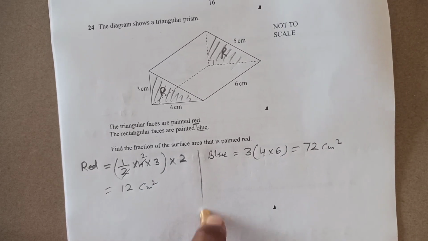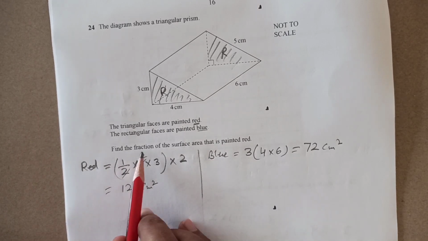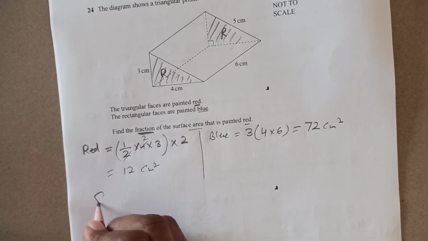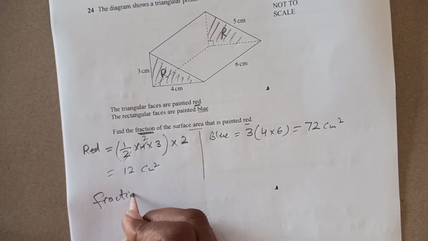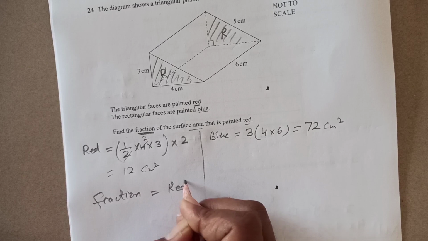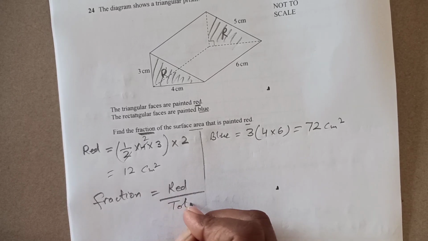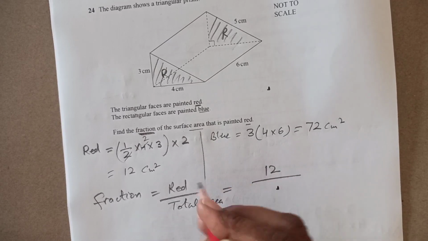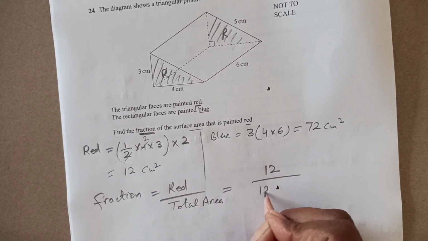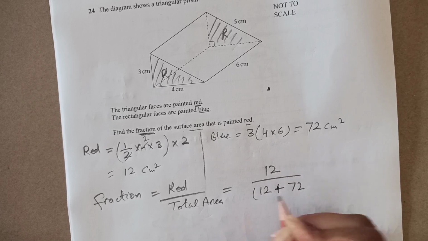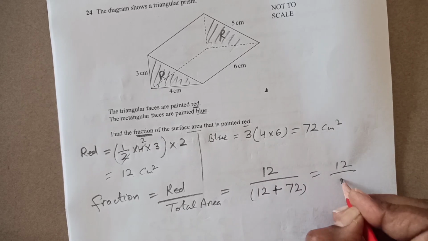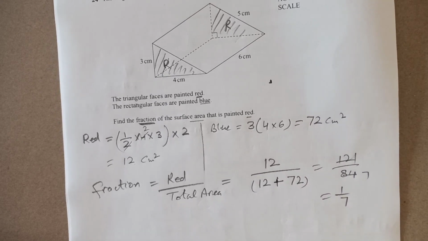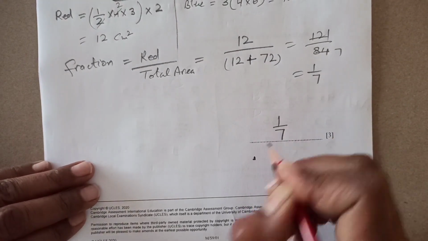Okay, so now let's see what the question is. The question is, find the fraction of the surface area that is painted red. So the fraction that is required is the red over the total area. Okay, so red is 12 and total is going to be the addition of these two, 12 plus 72. So this is 12 over 84, so 1 over 7. So the final answer is 1 over 7.